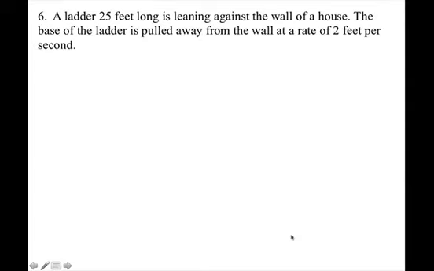Last one, number 6. A ladder 25 feet long is leaning against the wall of a house. The base of the ladder is pulled away from the wall at a rate of 2 feet per second. So here's the picture of my ladder and my wall in the ground. I'm going to label what I know is constant. The ladder does not change length, so that's a constant, 25.